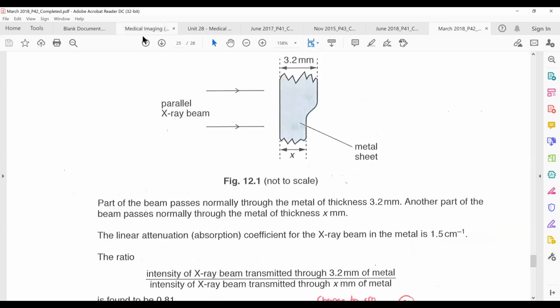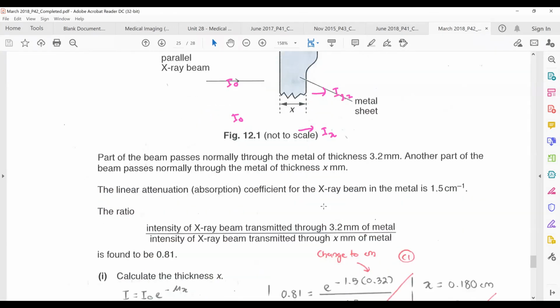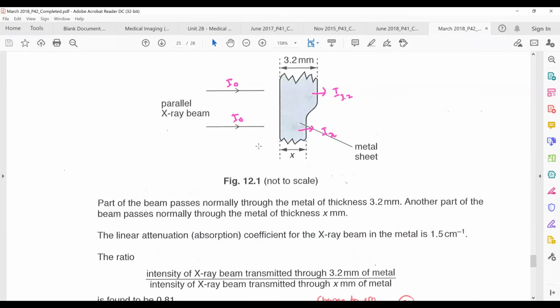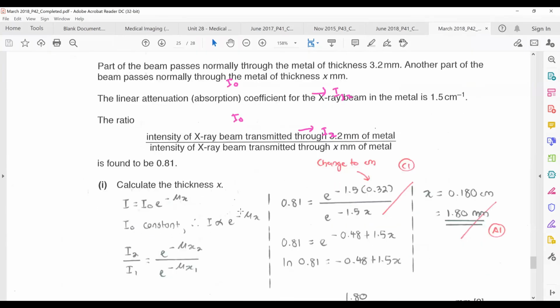Alright. So this one here, you could say this is I naught. This one will be the remaining intensity for the 3.2. This one will be the remaining intensity for the x. So the ratio of remaining intensity for 3.2 mm thickness to the x millimeter thickness is already given as 0.81. The question wants you to find x.